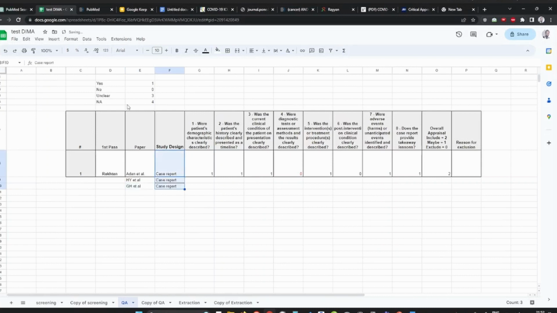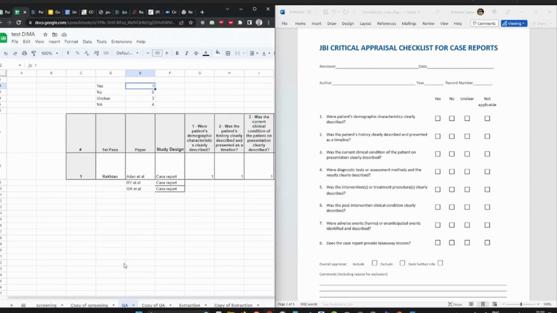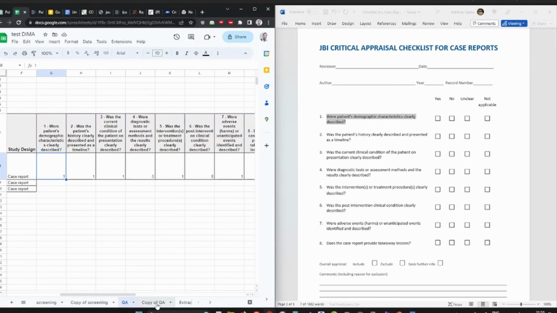So I'll put in a kind of code for each answer. I've directly transferred the whole checklist there. For the first question, 1 will be for yes, 0 will be for no, 3 will be for unclear, and 4 will be for not applicable. The same thing I will put in for one research paper, and I will check all the questions, putting in yes, no, whatever it is. This will be done by two authors, the first author and the second author, to prevent any kind of bias.